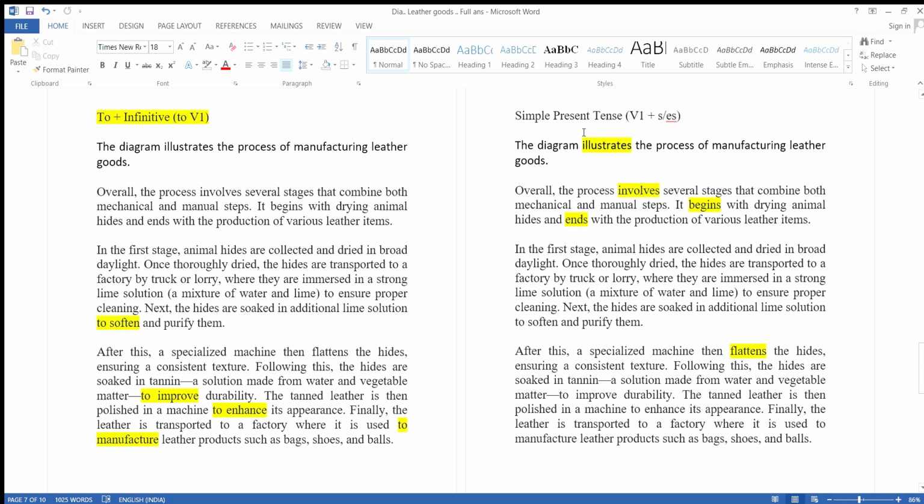Similarly, I was insisting since the beginning the use of simple present tense. And how is it written, children? Here is the structure. It is V1 plus S or ES. So the word is illustrates with an S to it because the verb is in singular form. Here it is involves because the verb process is singular. So it requires an S to it. It is begins. The verb subject being it, which is singular. So the verb has S to it. Similarly, ends. And then at last it is flattens.